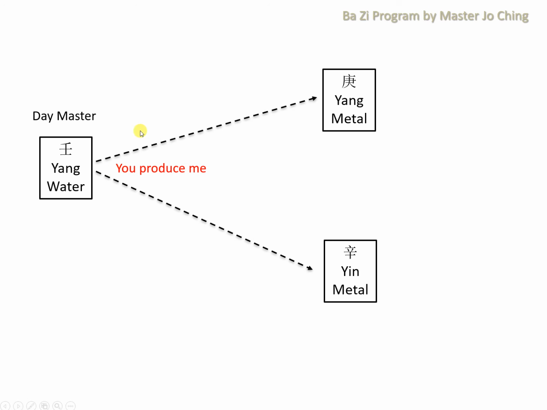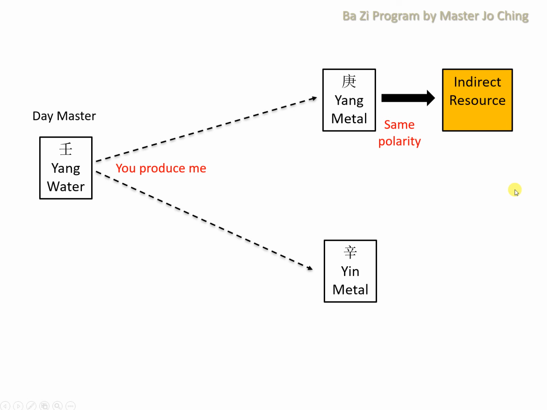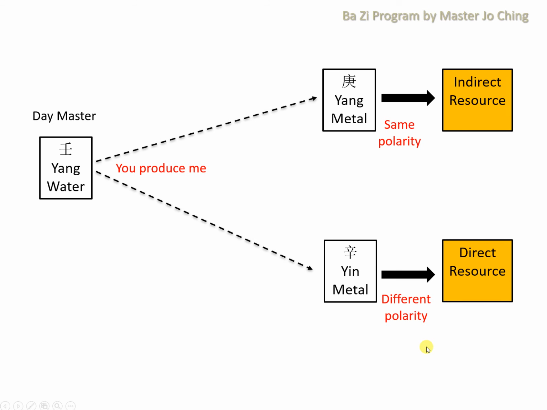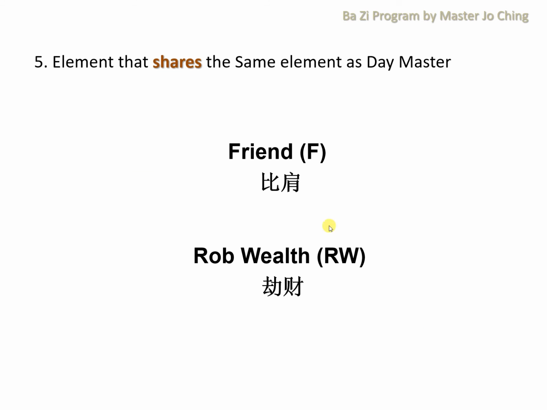So, you produce me. Yang water, Yang metal. Remember, same polarity, Yang Yang, always indirect. Different polarity, Yin Yang, direct resource. Okay? Move on.